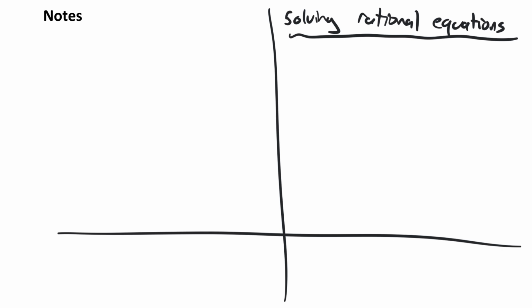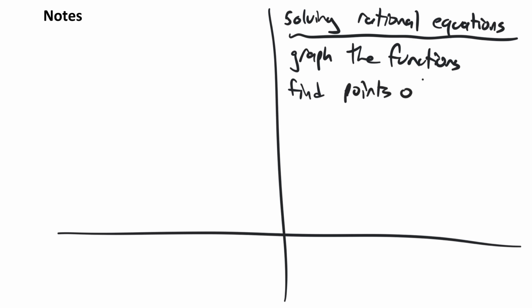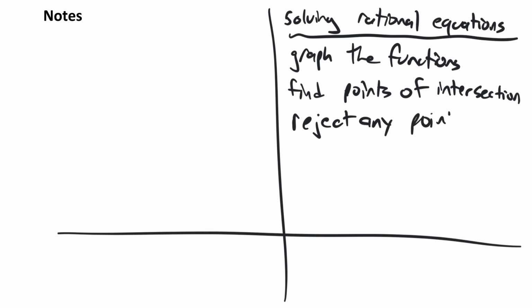So the basic idea here is you would graph the functions. You find points of intersection. And you have to reject any points that are NPVs.